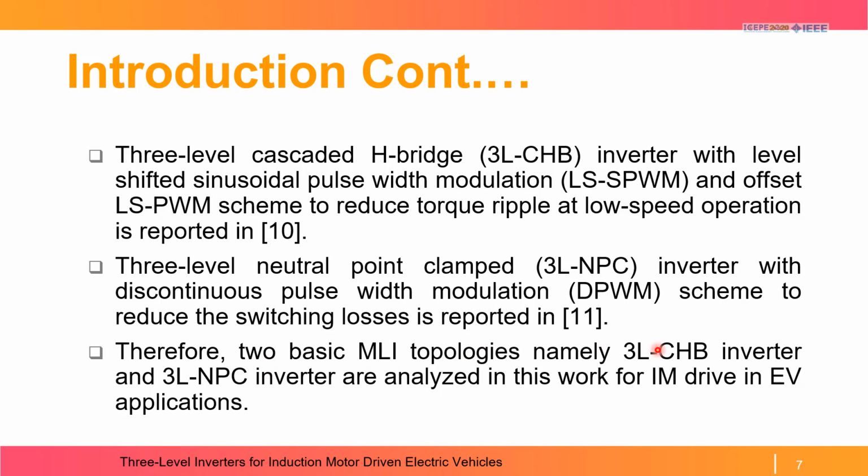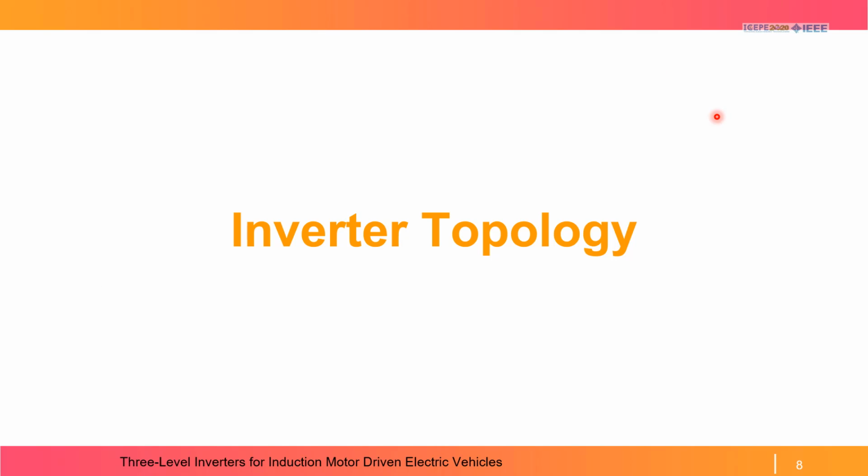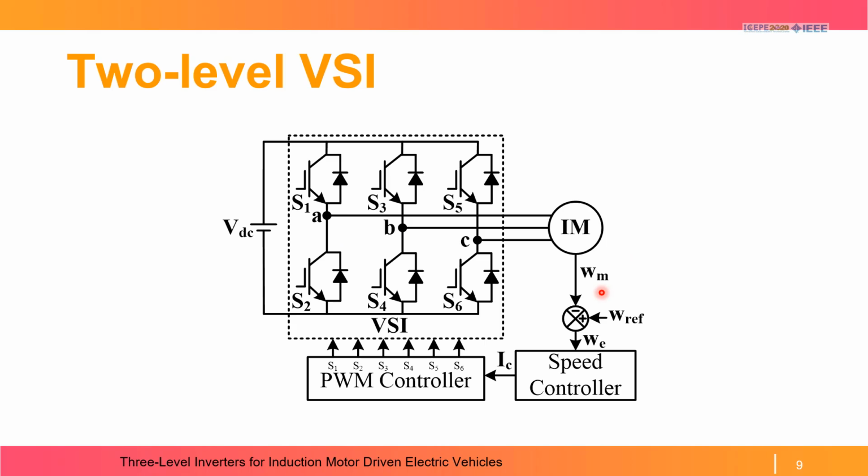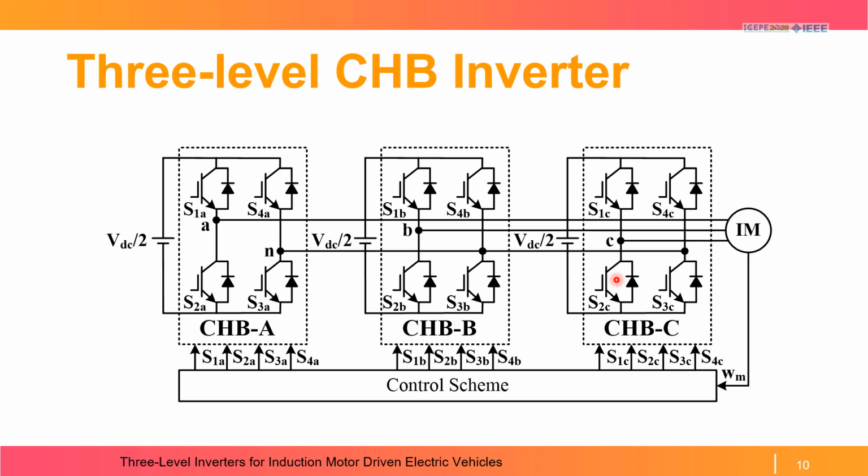Therefore, two basic MLI topologies, namely the three-level CHB inverter and the three-level NPC inverter, are analyzed in this work for IM drives in EV applications. So now I will discuss the topology of the inverter. This is the topology of the two-level voltage source inverter. The switches of this inverter are operated with a switching sequence generated by a PWM controller. This PWM controller operates with a control signal generated through a speed controller by sensing the speed error, which is the difference of reference speed and actual speed.